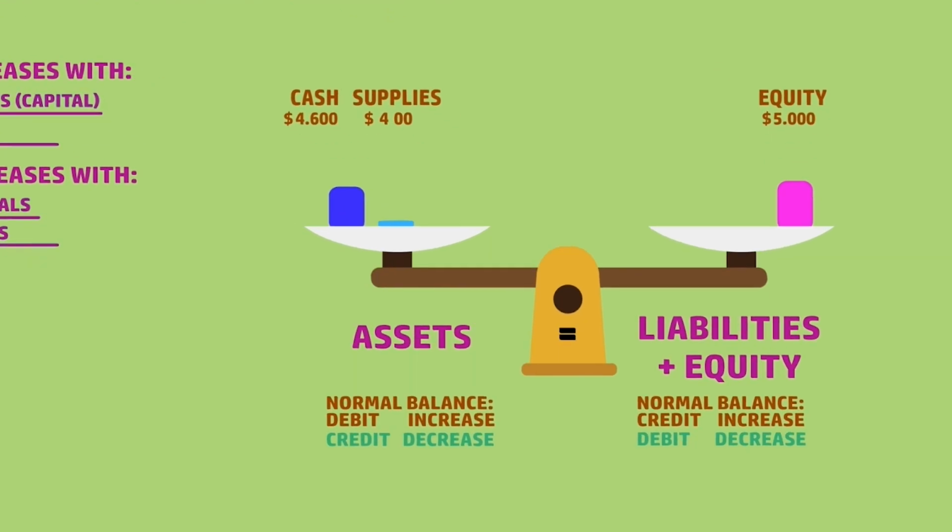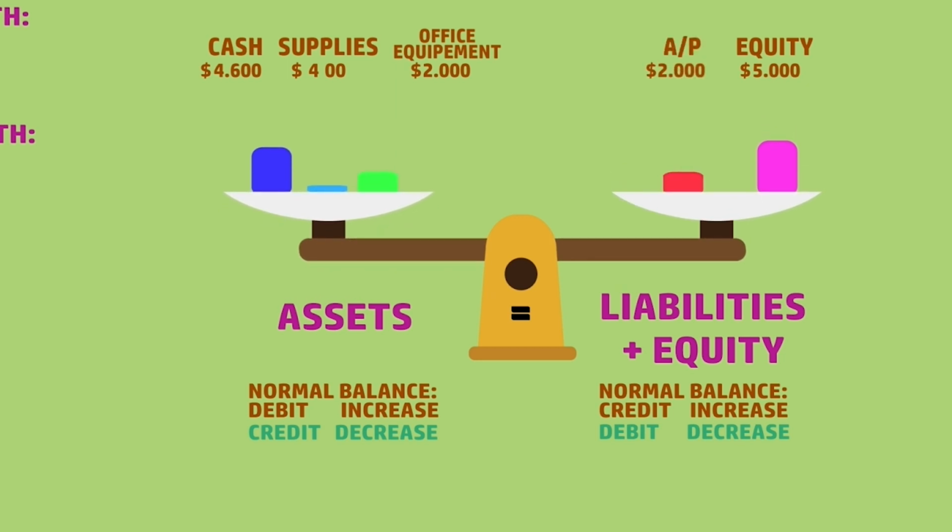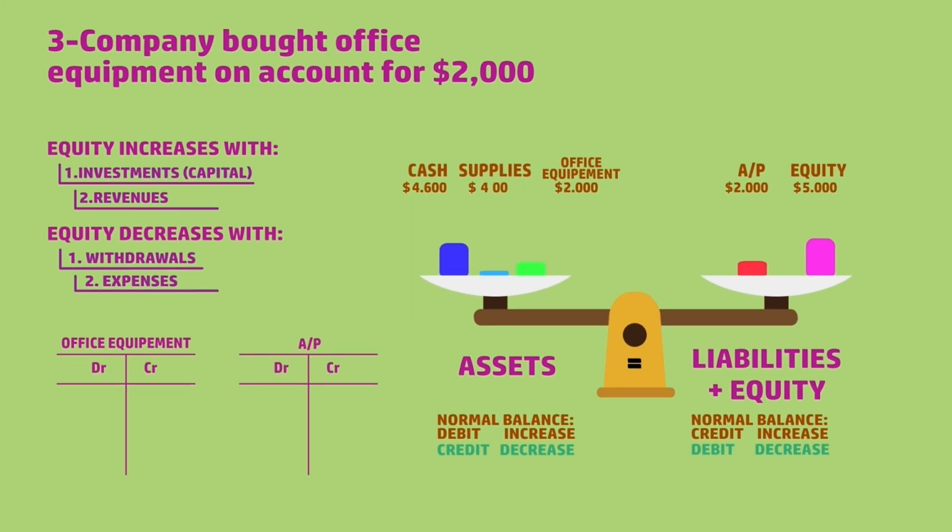So there's an increase in office equipment on the assets side by $2,000 and an increase in the accounts payable on the liabilities by $2,000. We use debit to record an increase in assets and the credit to record an increase in liabilities. So we debit office equipment and credit accounts payable by $2,000.